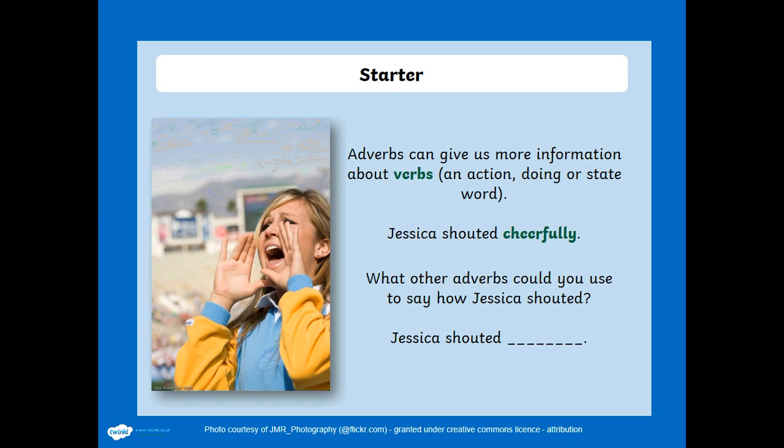Adverbs can give us more information about verbs, which is the action, doing, or state word. For example, Jessica shouted cheerfully. So cheerfully is the adverb in that sentence. What other adverbs could you use to say how Jessica shouted? When I get to these parts on the slide, you can pause the video to have a go at writing down some of your own examples, and then you can carry on.